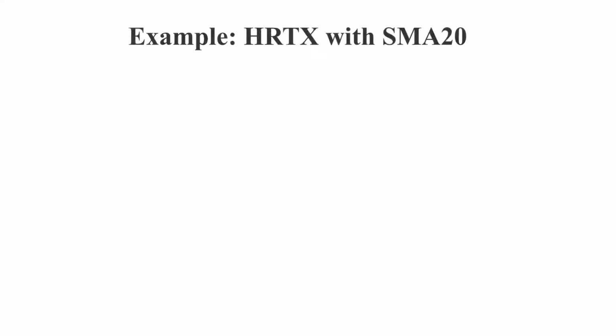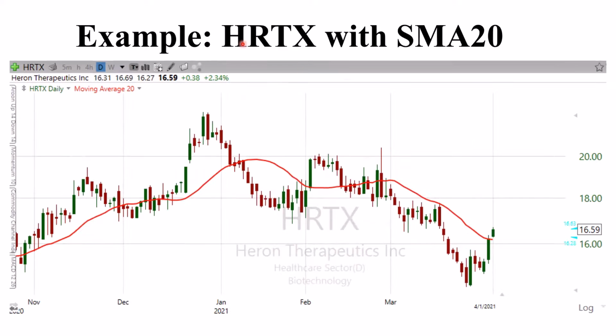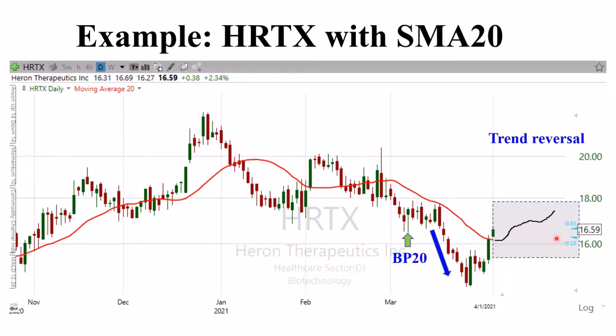The second example is HRTX, which has been in the downtrend in the past few weeks. Today, the close price crossed above SMA 20. Although the benchmark price is above today's close price, BP 20 will be in a strong downtrend in the next 2 weeks. This will inevitably reverse the trend toward upside, even if the stock stays sideways. The worst-case scenario is that the stock gaps down, and then it will drag the SMA 20 downward.